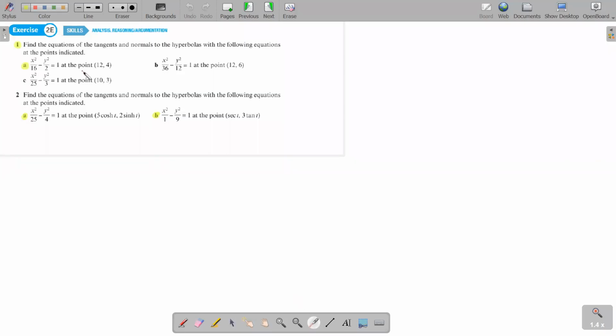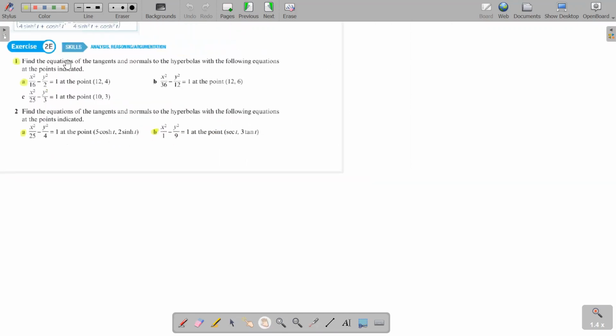So let's go to exercise 2A, question number 1. Find the equations of the tangents and normals to the hyperbolas with the following equations at the points indicated. Okay, so I'm going to do part A. They wanted to find both the tangent and the normal. You can see the point is given as (12, 4). So we will have to do it from the beginning because it's not a hyperbolic or trigonometric point. Basically you have to differentiate and do the whole thing again.